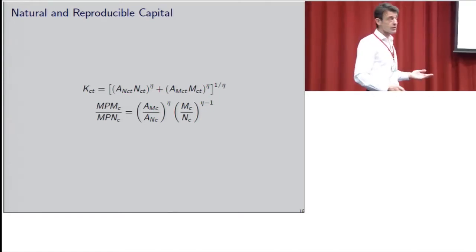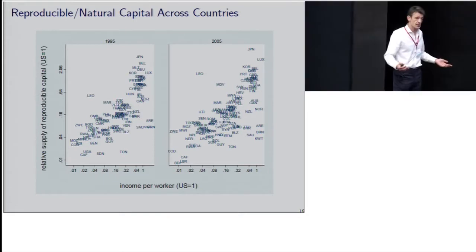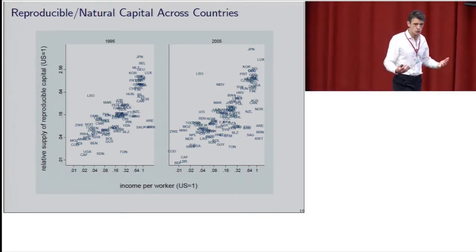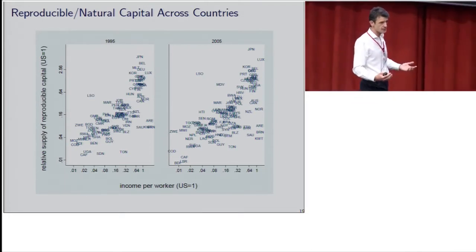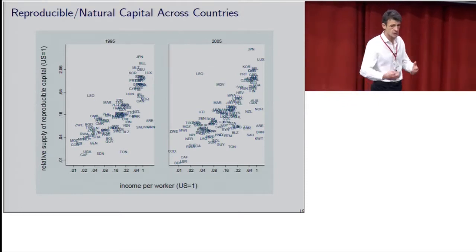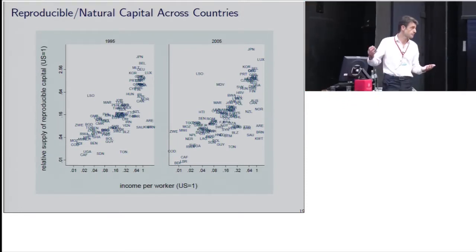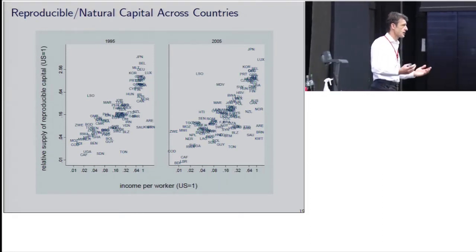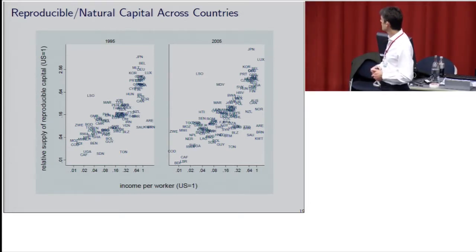So how do these things look? Well, I already told you more or less how it looks for the reproducible to natural capital relative supplies. Rich countries have a much larger relative contribution of reproducible capital to the total capital stock than poor countries. In poor countries, natural capital is much more important. In rich countries, reproducible capital is much more important. So that's pretty much what you would expect, given that these countries are largely agricultural, largely primary resource dependent, and so on.